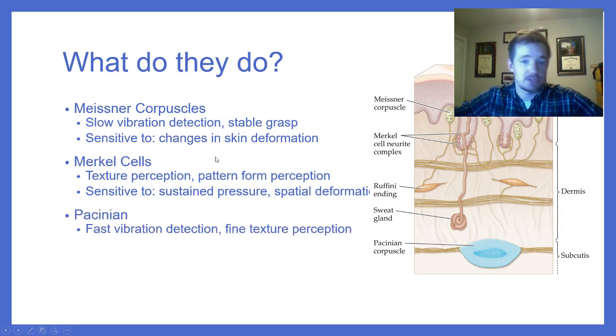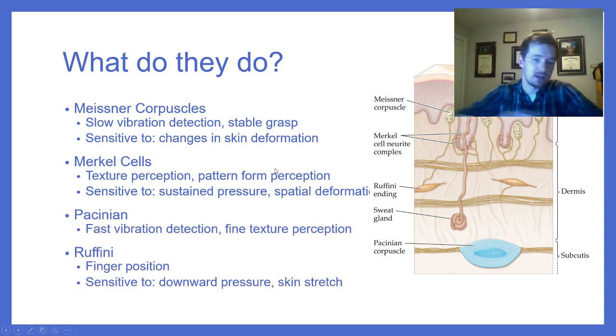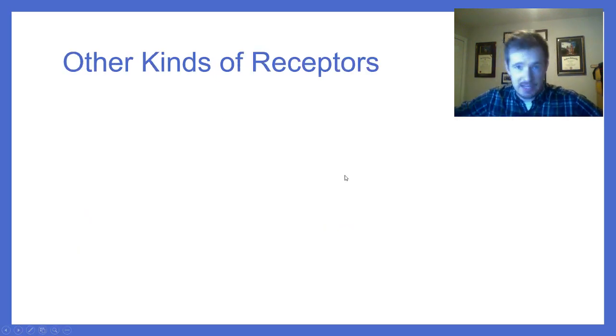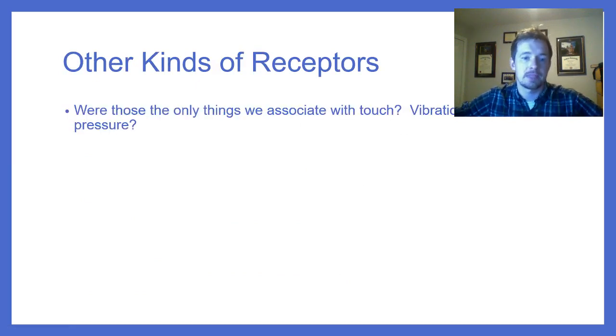The Pacinian corpuscles are going to be used for very deep pressures, and the Ruffini endings are mostly used for finger position and things like that. They're not only found in the fingers, but knowing the stretching of the skin, that is the Ruffini endings. There are other kinds of receptors though, and we're going to go into them in a little bit more detail later in this chapter, but as you may have guessed, by this very restricted definition, we don't only detect vibrations, right? We don't only detect skin deformation, or do we?